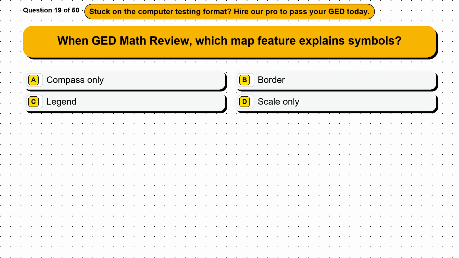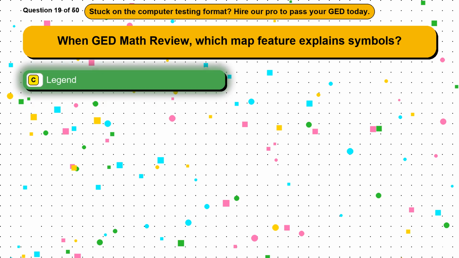Question 19. When GED Math review, which map feature explains symbols? Option A, compass only. Option B, border. Option C, legend. Option D, scale only. The correct answer is option C, legend.